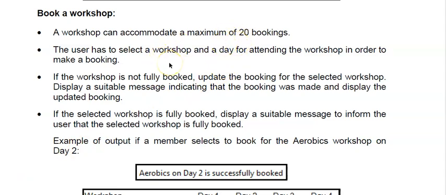The user is going to select which workshop and the day that they would like to attend the workshop, and you have to determine whether it is fully booked or not. If it's not fully booked, you need to update your 2D array. Press pause and try this yourself. I'll soon scroll down and show you the examples of output.